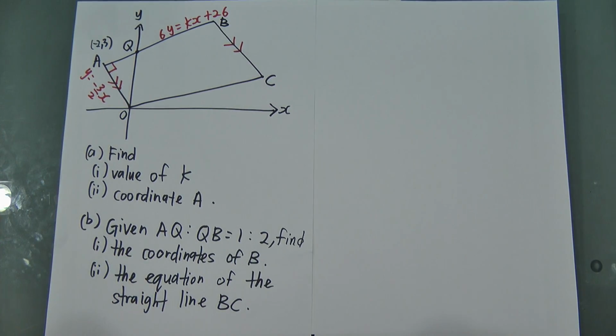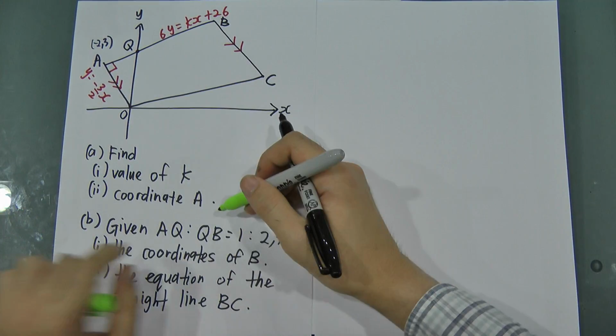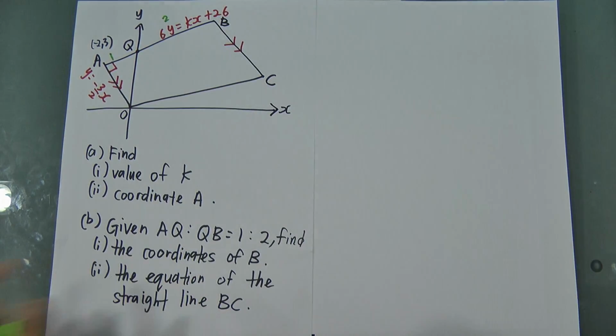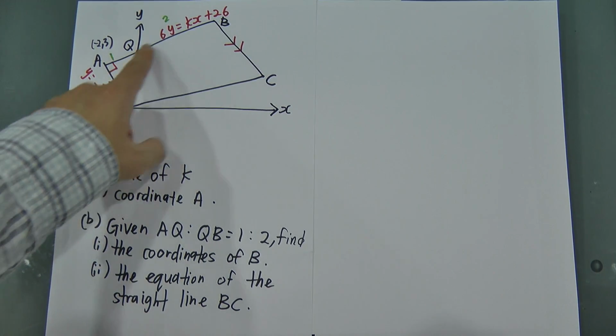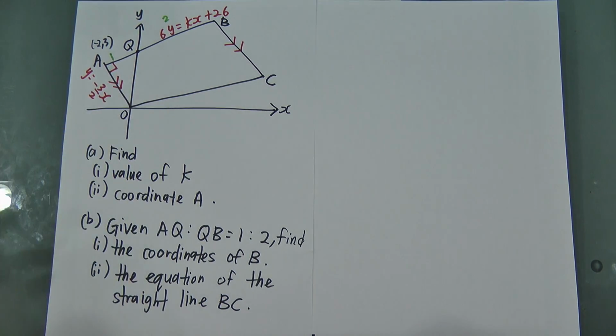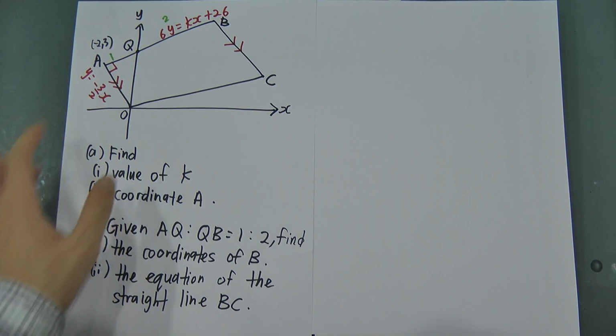Okay, part B over here, same thing, it will give you the ratio. In this case, it gives you a ratio: AQ equals 1 and QB equals 2. So the ratio will be 1 and 2. And then it asks you to find the coordinate B. If you want to use the ratio formula, you need at least 2 coordinates. Now you do not have the coordinate B that you want to find, so I recommend you to find Q first, because Q is the y-intercept.